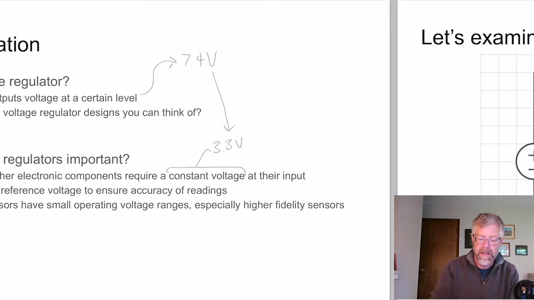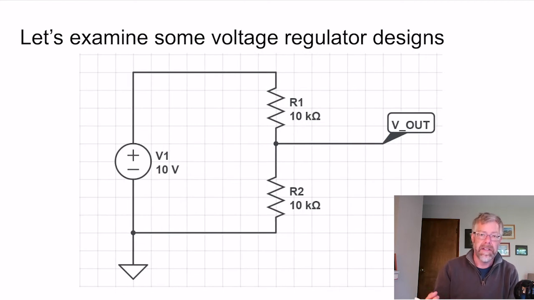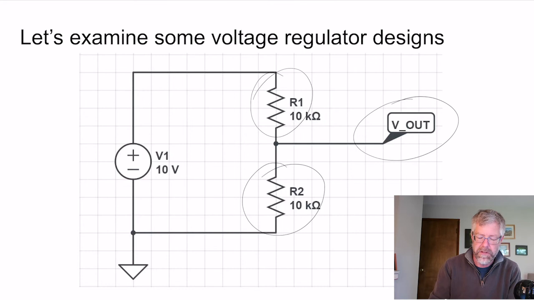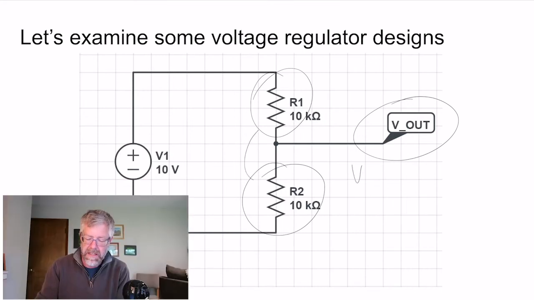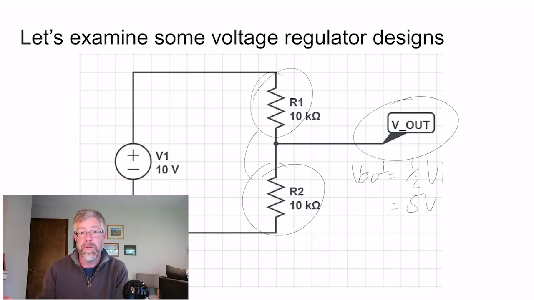How do you do that? Well, one of the ways, I think you talked about this in lab, is with a voltage divider. A voltage divider is where you put two resistors in series like this, and then you divide the voltage here. Because these two resistors are equal to each other, the voltage V out is going to be 1/2 of V1, which is going to be equal to 5 volts, which is fantastic.